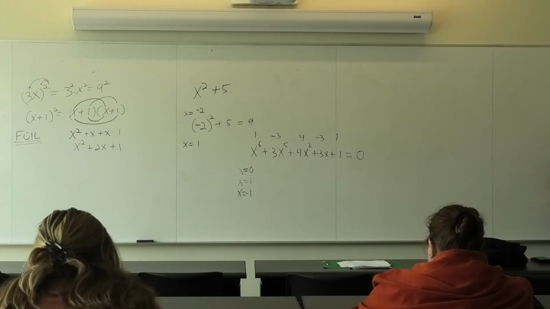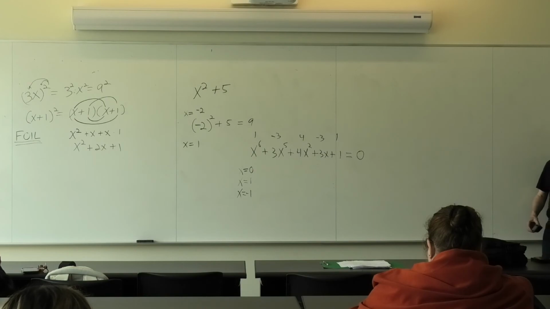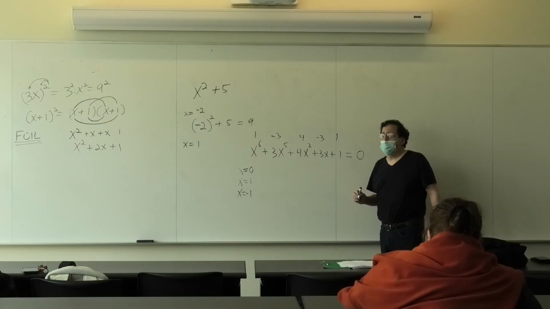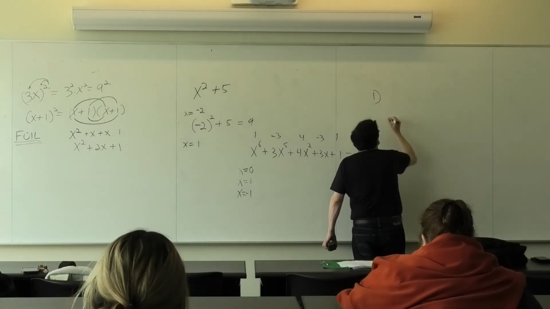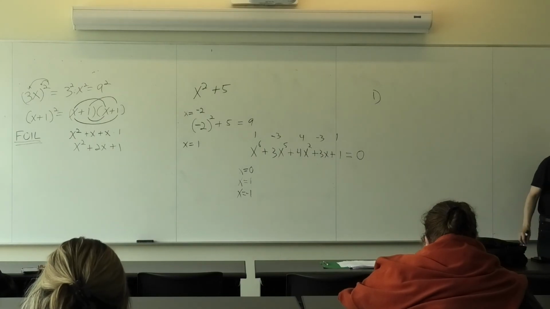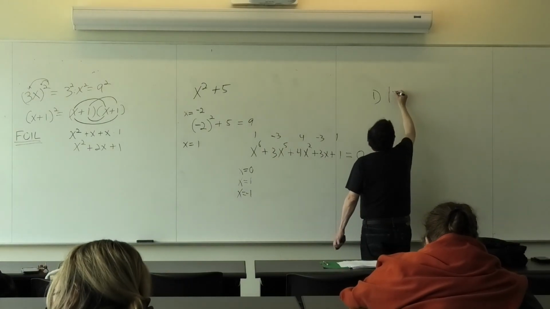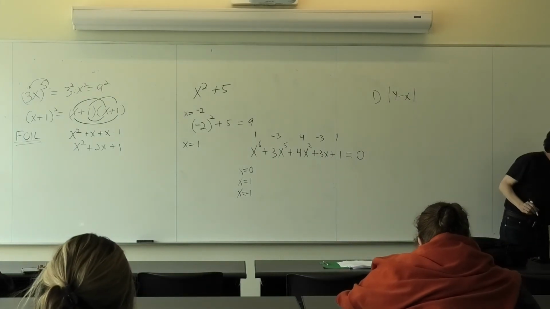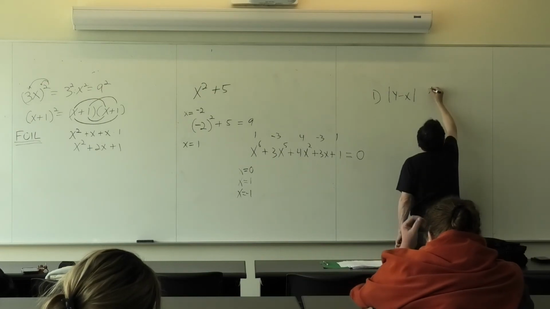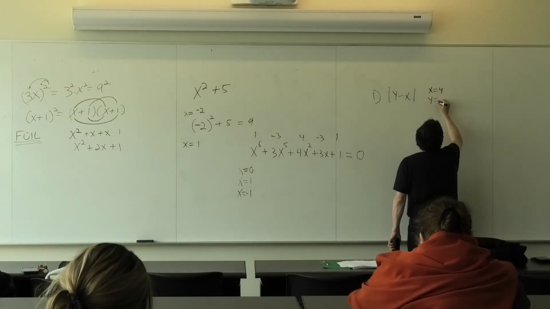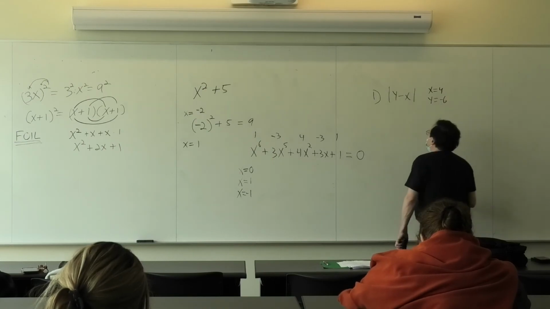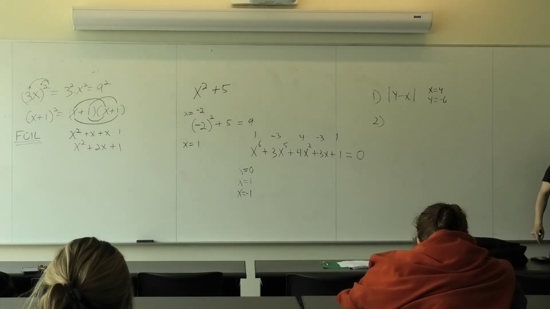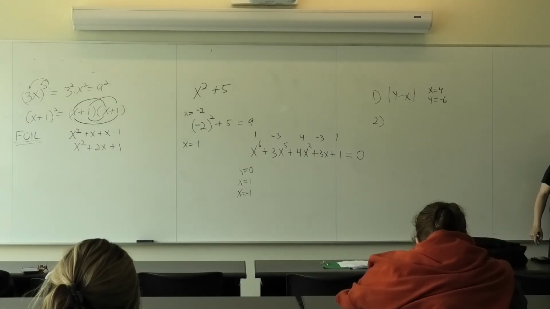Okay, I have a couple more examples of these. I'm going to let you try some of these. Have some paper handy. So the first one is the absolute value of y minus x, where x equals 4 and y equals minus 6. While you're working on that, the next one is 1 plus 2z.